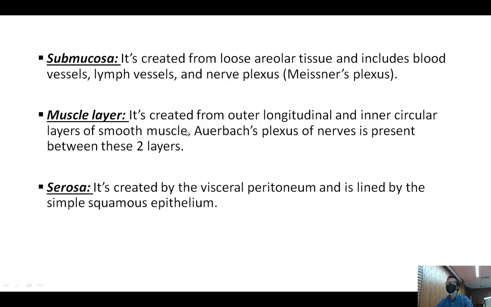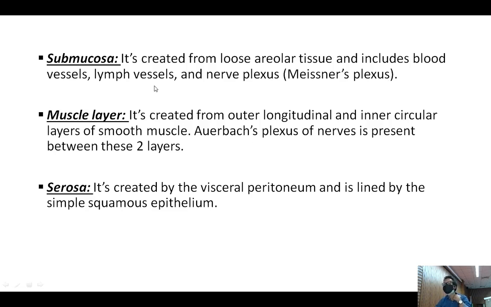The muscular layer will have 2 layers: outer longitudinal and inner circular. So mucosa, submucosa, and then muscle. The muscle layer by itself has 2 layers, the outer longitudinal and inner circular layer of smooth muscles. And in this layer, you will have the Auerbach's plexus. Auerbach's plexus is present in the muscle layer. Meissner's plexus is present in the submucosa layer.